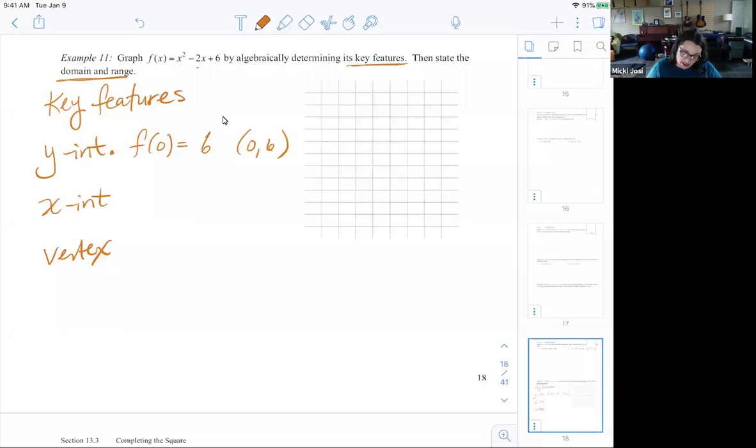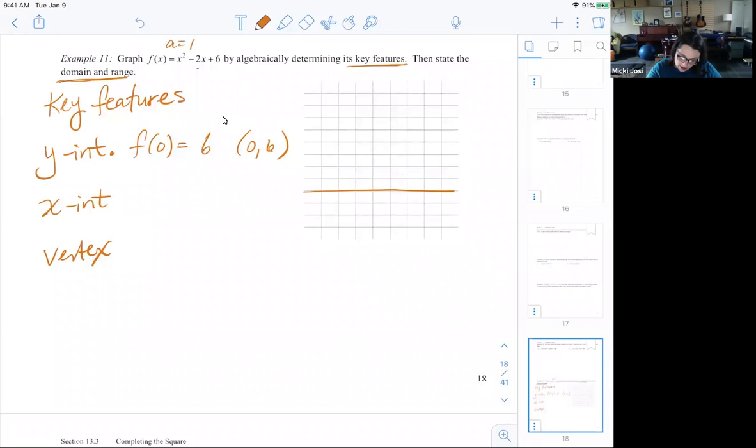Now I notice that this is opening upward because a here is equal to 1. When a is positive, then our parabola is opening upward. Well, my y-intercept is all the way up at (0, 6): 1, 2, 3, 4, 5, 6. And right here, this is my y-axis, my x-axis.